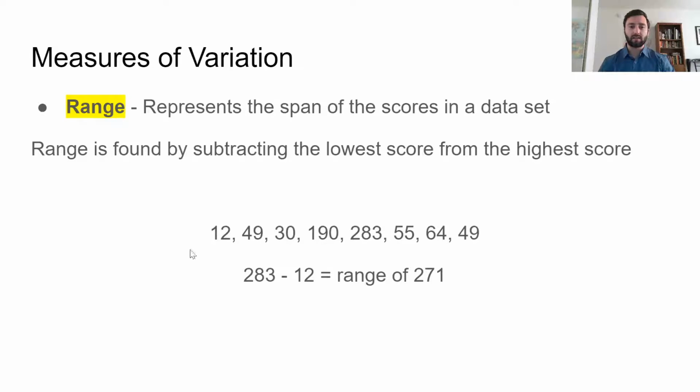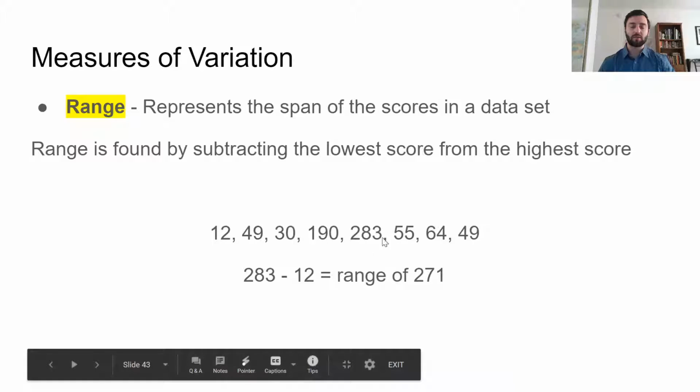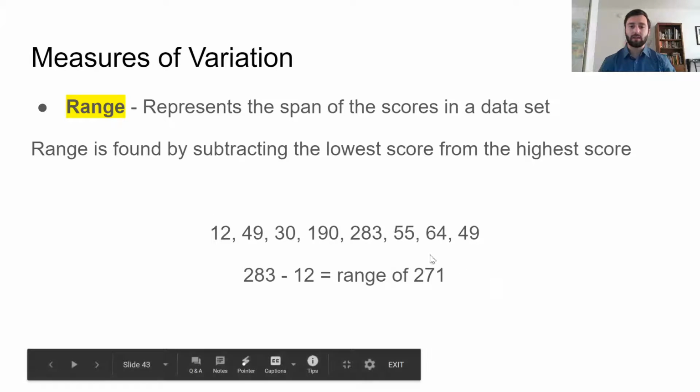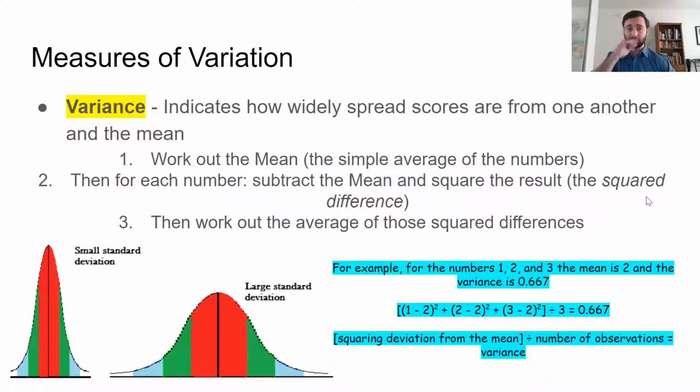Our biggest number in this set of data is 283, that's our highest score. Our lowest score is 12, so 283 minus 12 is going to be a range of 271. Again, not super descriptive, which is why we don't use it too often, but it does tell us how far apart the biggest and the lowest scores are.